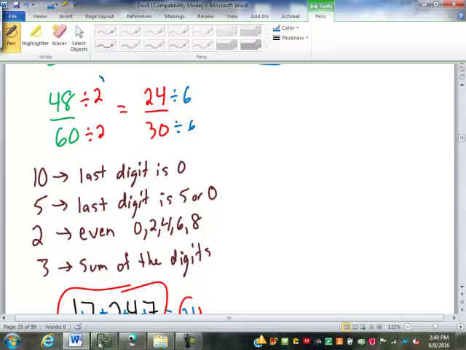One of the reasons why I do this, once you divide by one number and you get to a little bit smaller numbers, a lot of times it's easier now to see that. At 48 and 60, maybe it wasn't so simple to see you could divide by 6, but now at 24 and 30, it's a little bit easier to see you can divide by 6. 24 divided by 6 is 4. 30 divided by 6?